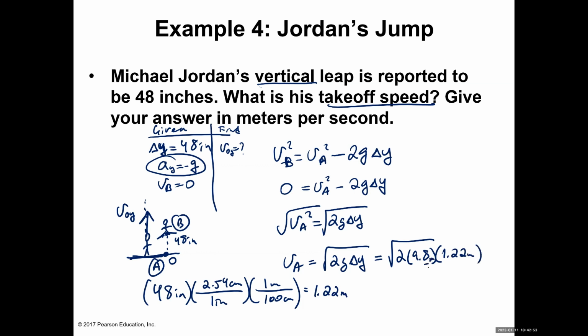So when I go here, I say 1.22 meters. I remember g is in meters per second squared. So then my initial velocity will be the square root of 2 times 9.8 times 1.22 for displacement. That gives me 4.9 meters per second.